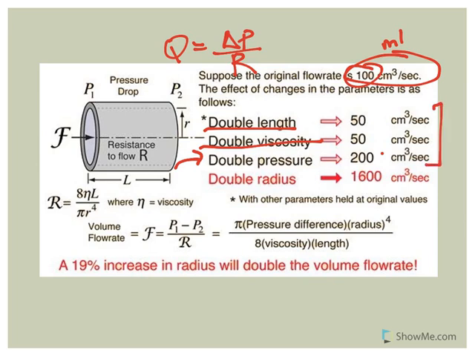Radius, if I double the radius, that is going to decrease resistance. Not going to encounter a lot of friction on the wall because you made that vessel diameter get bigger. Notice what happened to flow rate.